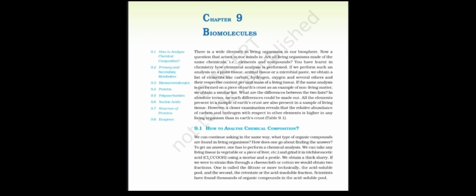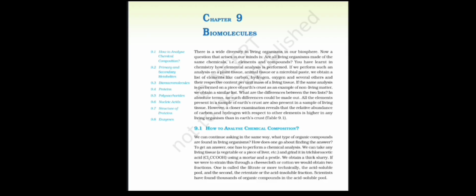If the same analysis is performed on a piece of earth crust as an example of non-living matter, we obtain a similar list. What are the differences between the two lists? In absolute terms, no such difference could be made out. All the elements present in a sample of earth crust are also present in a sample of living tissue. However, a closer examination reveals that the relative abundance of carbon and hydrogen with respect to other elements is higher in any living organisms than in earth crust. Table 9.1.